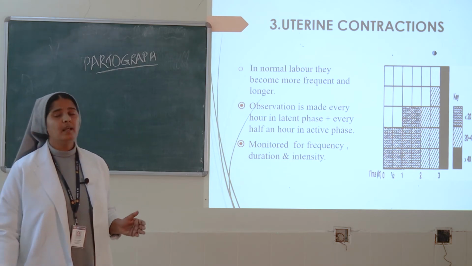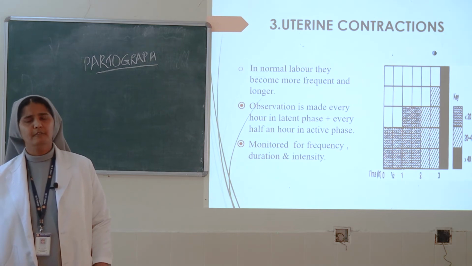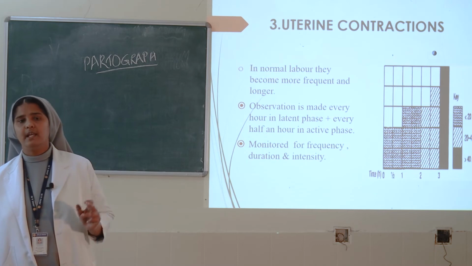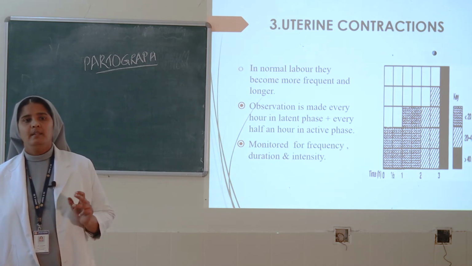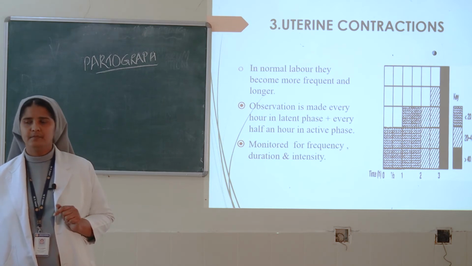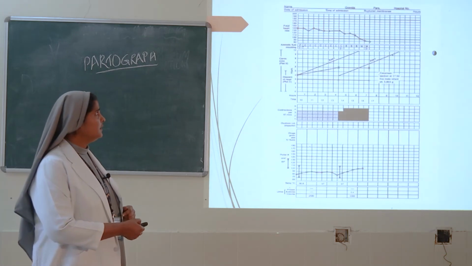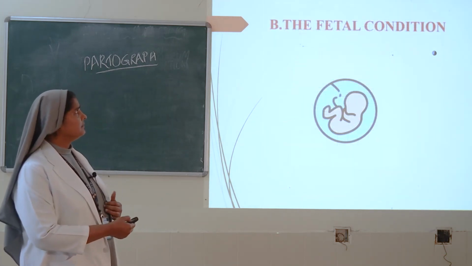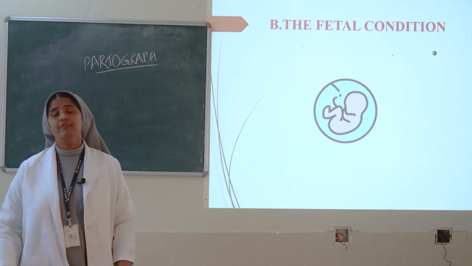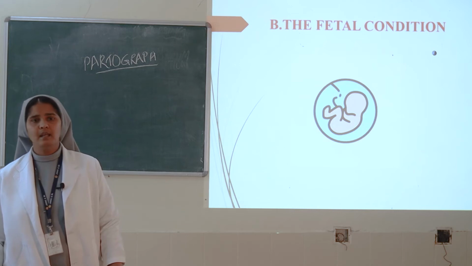Okay. So, these are the 3 components which come under the maternal factors or the progress of labor: cervical dilatation, then the descent of the fetal head, then the uterine contraction. Is it clear for you? Then next we are going to see the second component which comes under the partograph, that is the fetal condition, the condition of the fetus inside the uterus.